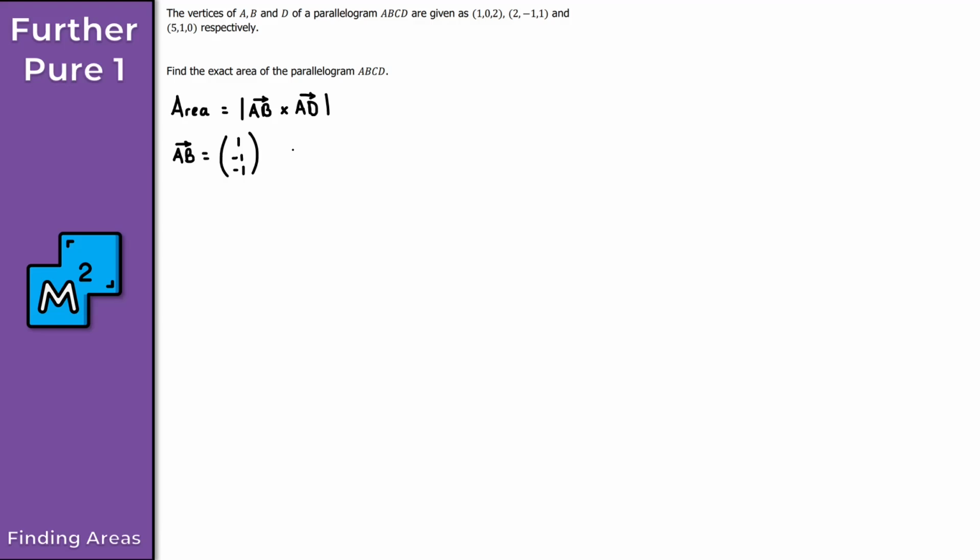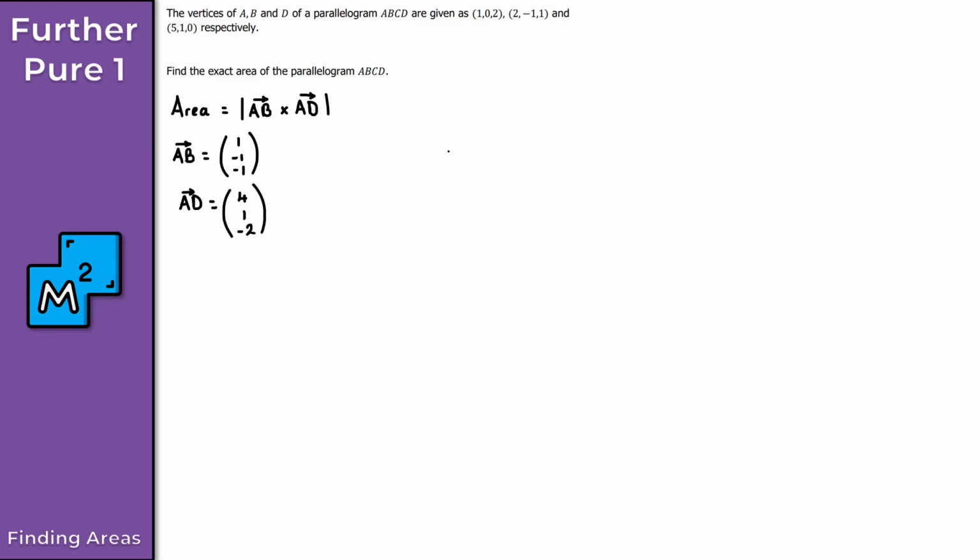We do also need the vector AD here. So for the vector AD then, again, if I represent this in column vector form, D here is 5, 1, 0, so I do D minus A. So 5 minus 1 is 4. We then do 1 minus 0, so I get 1 there. And then finally 0 minus 2, giving us minus 2.